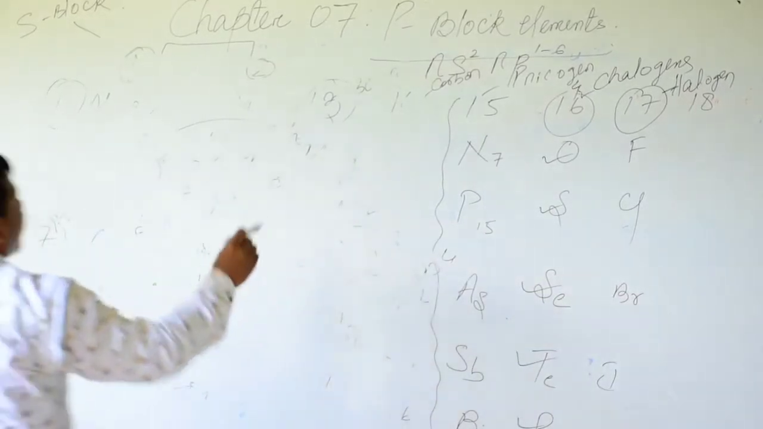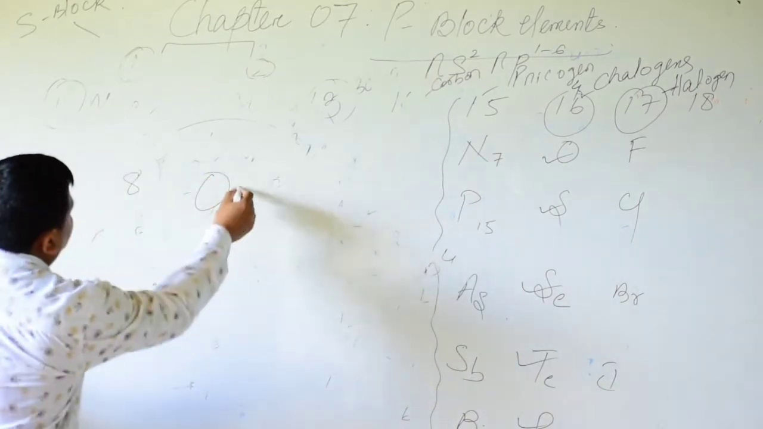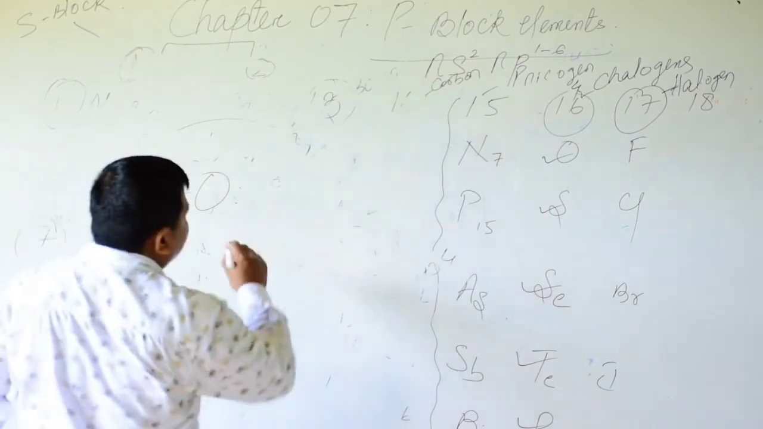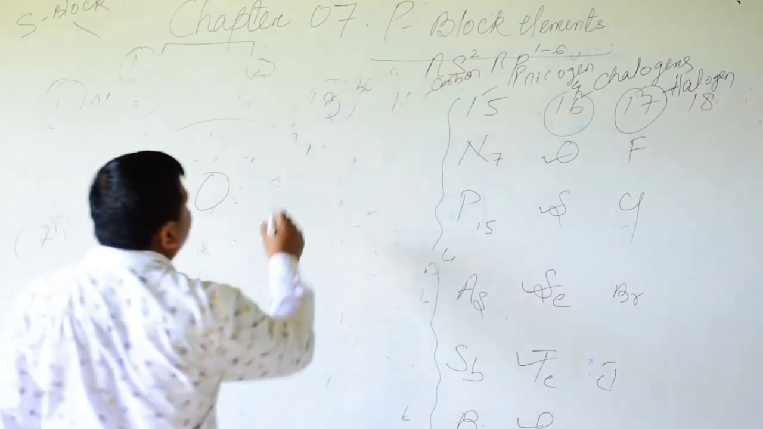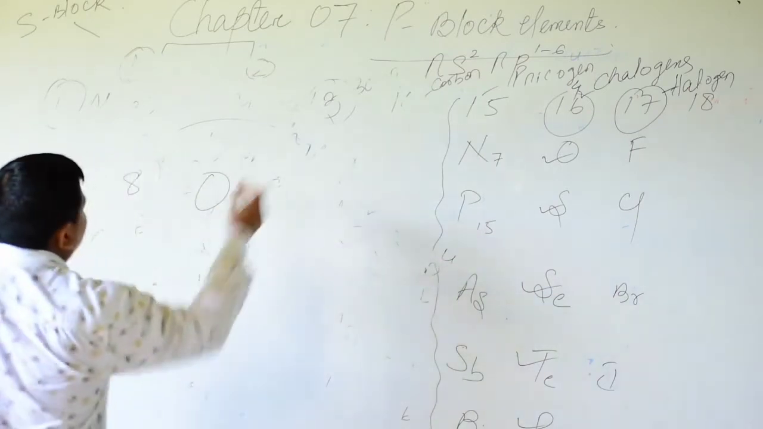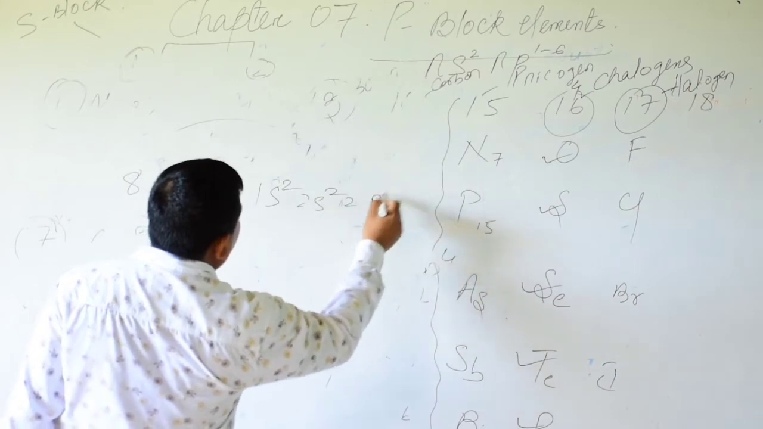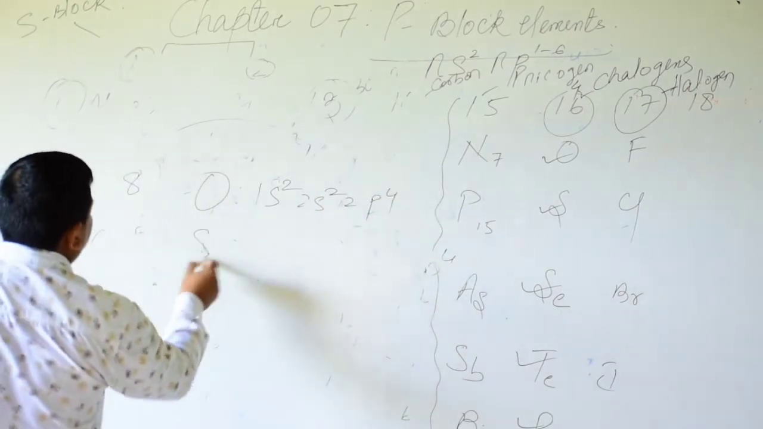As we know, the atomic number of oxygen is 8. Let's learn how to write the electronic configuration of group number 16, that is oxygen: 1s2, 2s2, 2p4. Now let's go for sulfur.